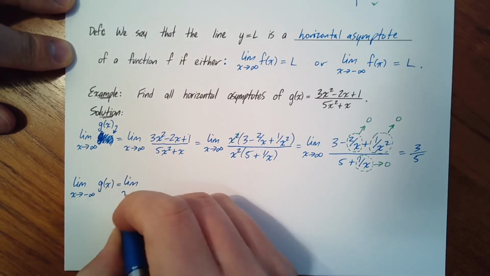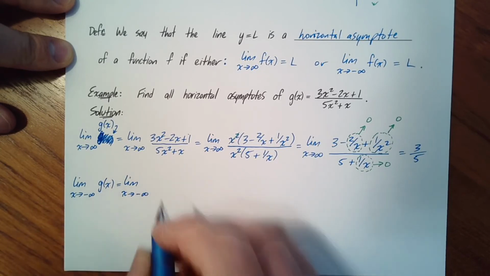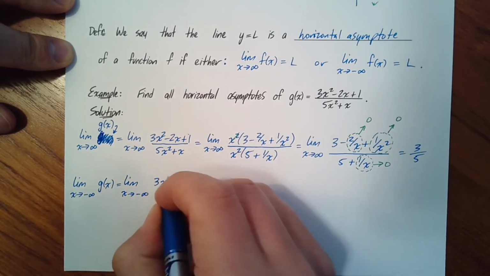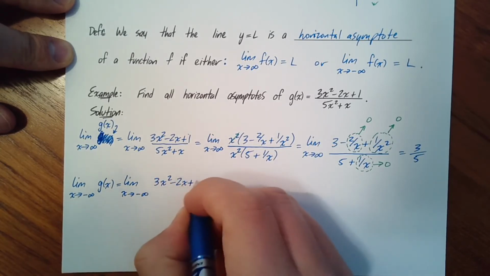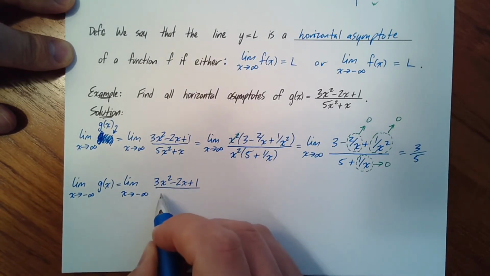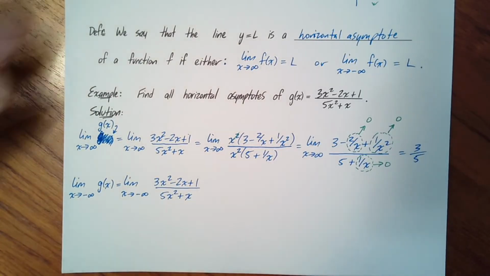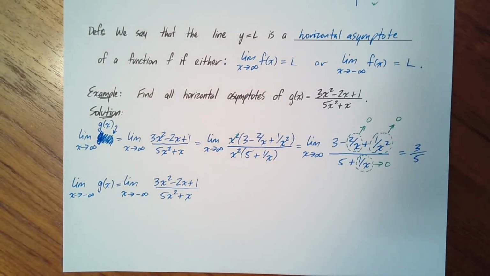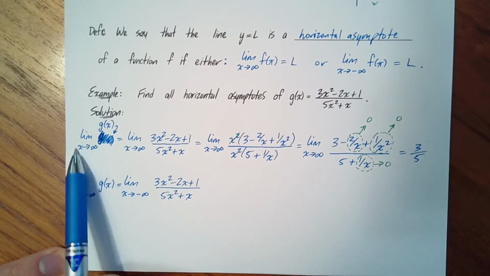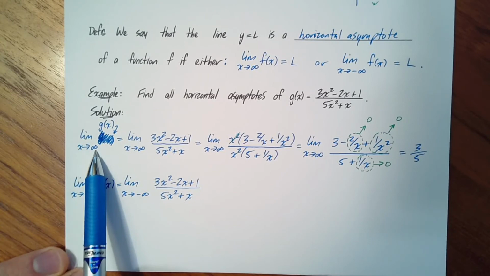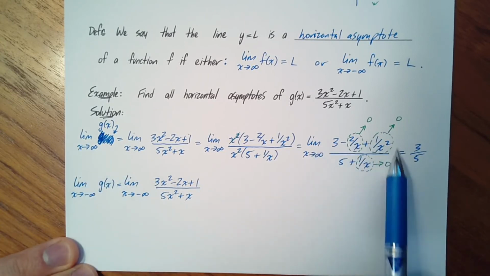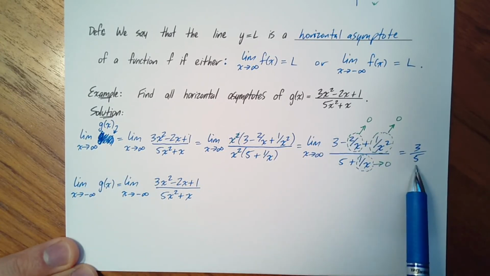So we're going to get the limit as x goes to negative infinity of 3x squared minus 2x plus 1 all over 5x squared plus x. Now, we could do every single step all over again, but let's try to recycle some of the work we already did. At what point did we actually ever take the limit and actually consider that x is approaching infinity? We didn't actually do that until we got to this step and moved from here to here.